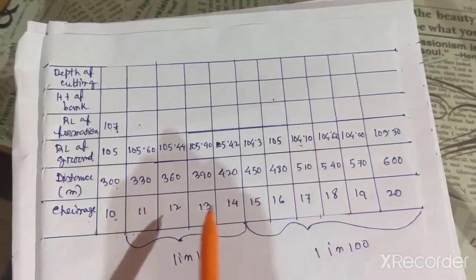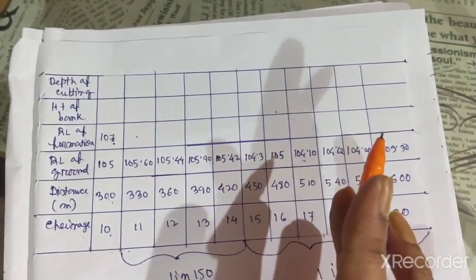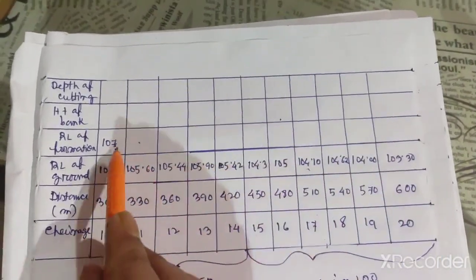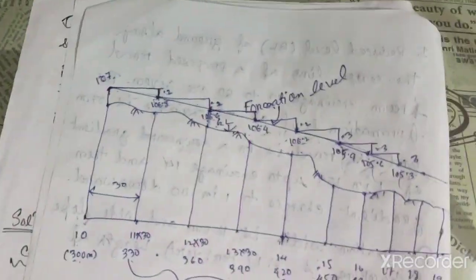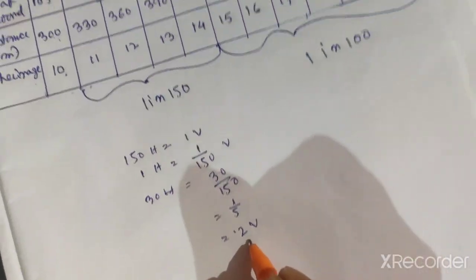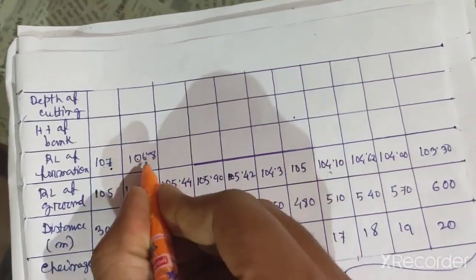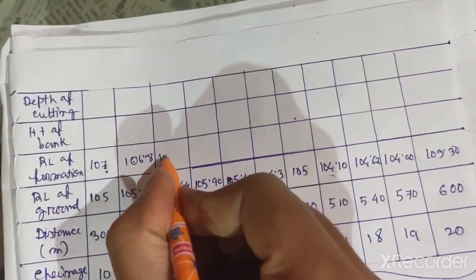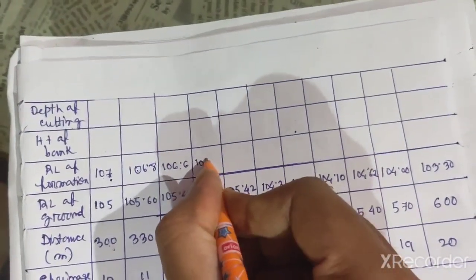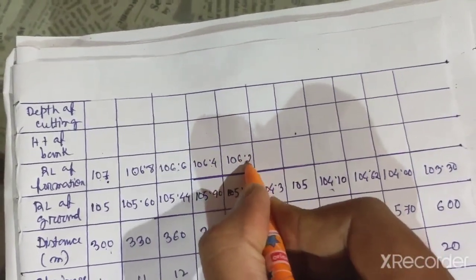Why are we deducting 0.2? Because it's a downward slope. If it is an upward slope, then we have to add 0.2. Okay, so from the previous readings we will deduct 0.2 each time, just like I have explained in this figure. Okay, so 107 minus 0.2, 106.8. 106.8 minus 0.2, 106.6. 106.6 minus 0.2, 106.4. 106.4 minus 0.2, 106.2.